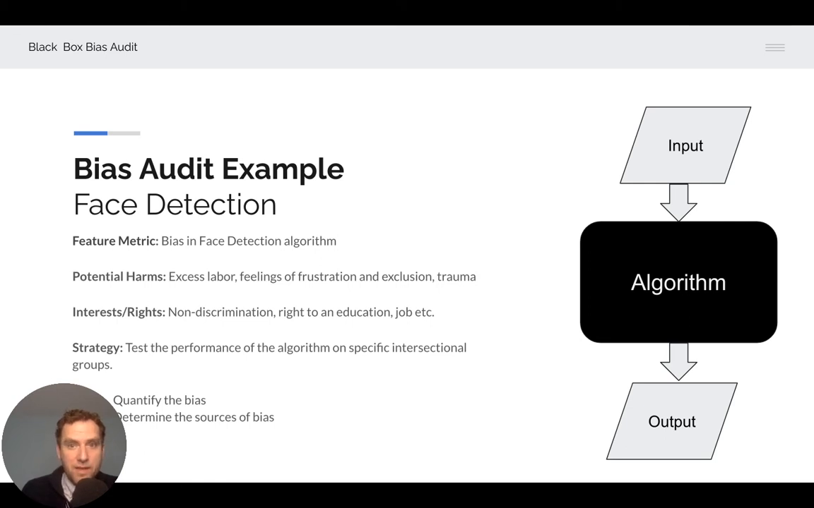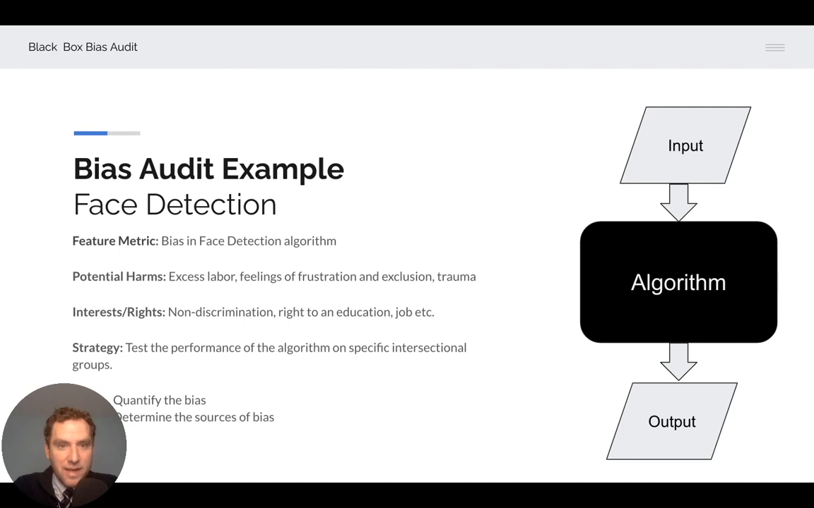Feelings of frustration and exclusion, this is real harm. This is emotional distress, and people have actually talked about trauma. When you have to go through all of this work just to belong and just to get an education, let's say, that could be traumatic. So the rights and the interests that are involved could be non-discrimination, right to an education, right to a job, etc. So what's the general strategy? We might use the test. You might test the performance of the algorithm on specific intersectional groups. What you want to do is quantify the bias, and you also want to determine the source of the bias.